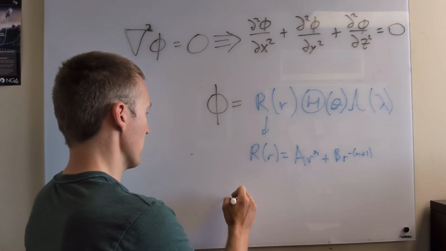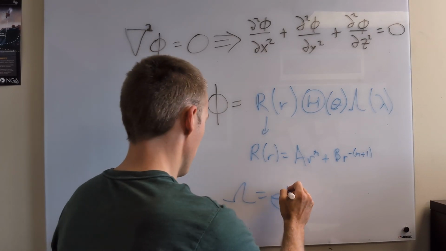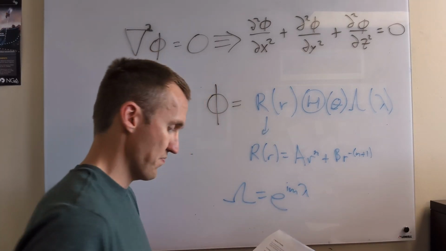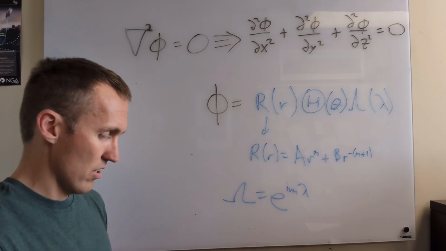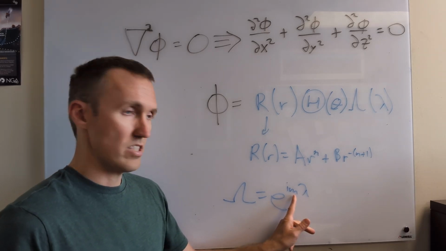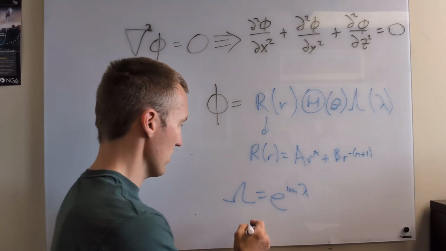And so solutions for lambda are just exponentials like we talked about before. And m here is, again, some constant, some complex-valued constant. So this is a complex exponential. So that's for lambda. Here's for our r theta.